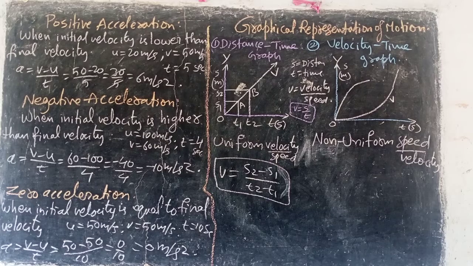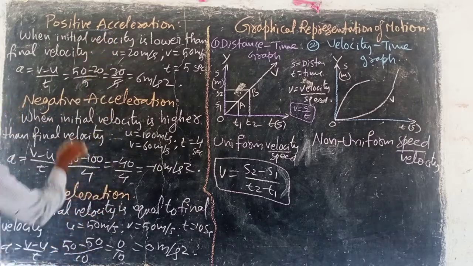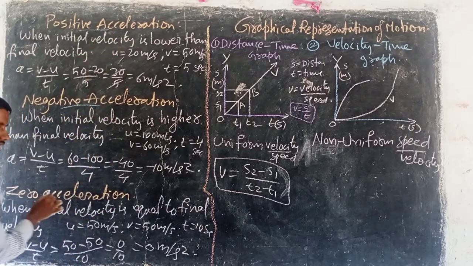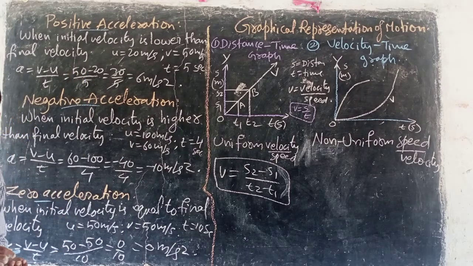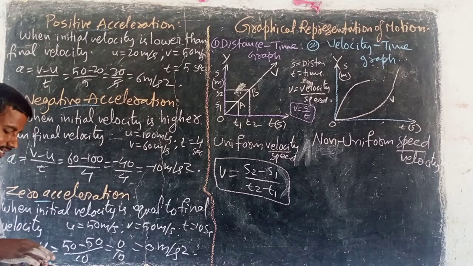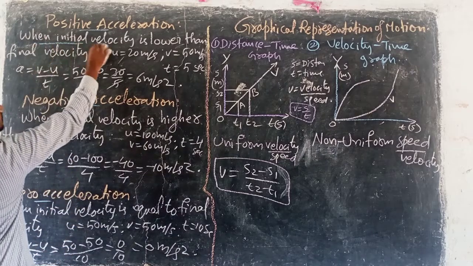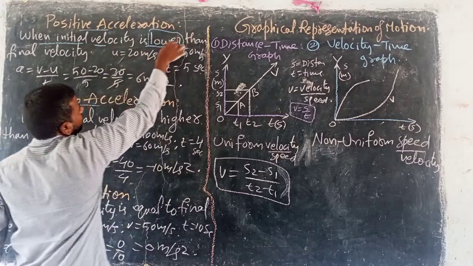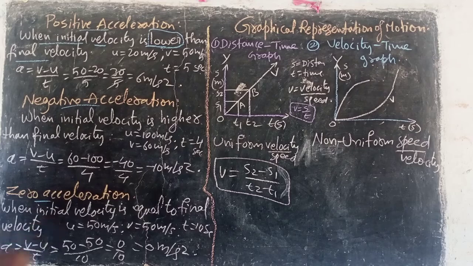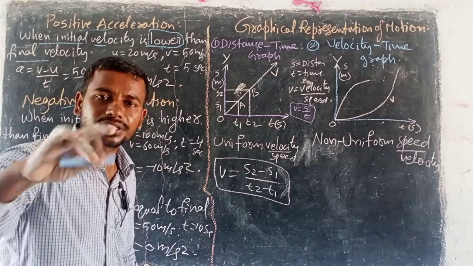Right, look here my dear students. Now we are speaking about positive acceleration, negative acceleration, zero acceleration. What are the differences? Acceleration is divided into three types. What is positive acceleration? Look here. When initial velocity is lower, remember, lower than final velocity, when initial velocity u is lower than the final velocity v.